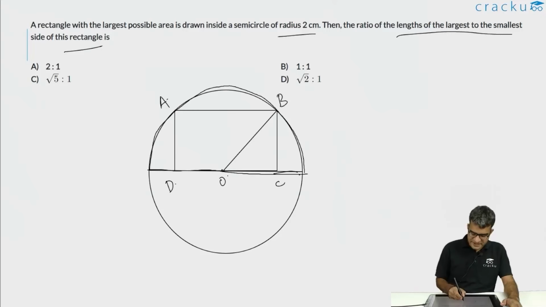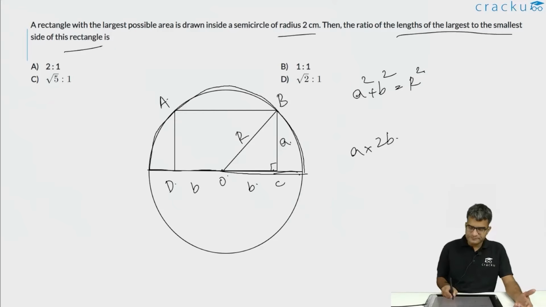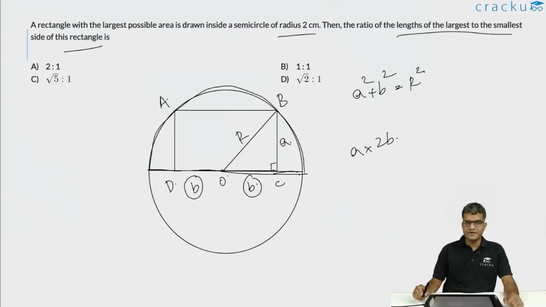Let the length of BC be equal to a. Let the length of OC be equal to b. OB is the radius of the circle. This is r. This is 90 degrees. And we know from Pythagoras theorem that a square plus b square is equal to r square. What are we required to maximize? We are required to maximize the value of a into 2b, because this is b, this is b, O is the center of CD. The area of the rectangle is length into breadth. This is a into 2b. So we are required to maximize 2ab.